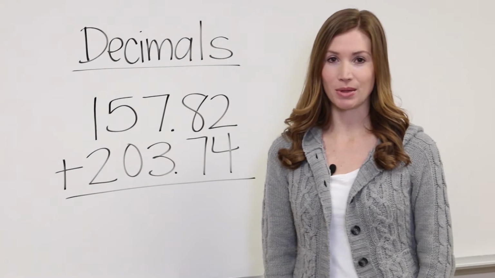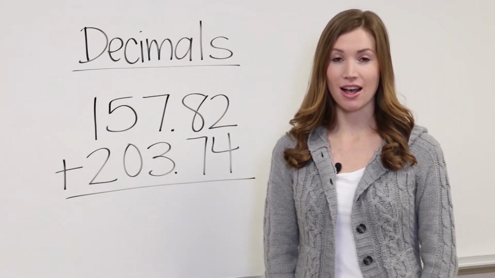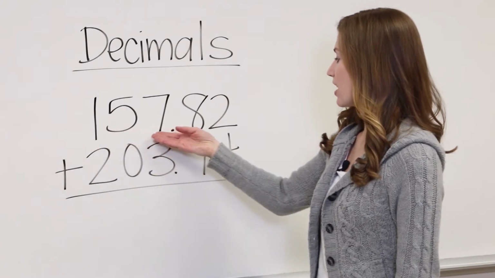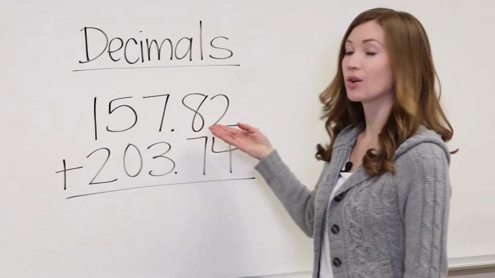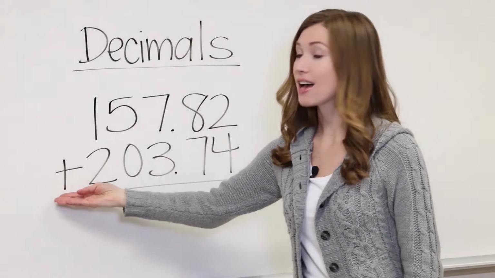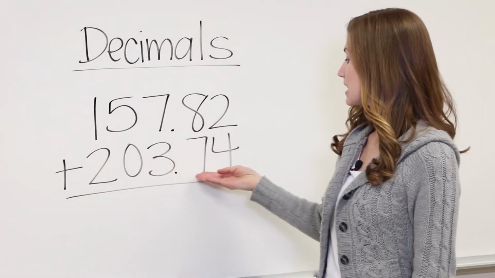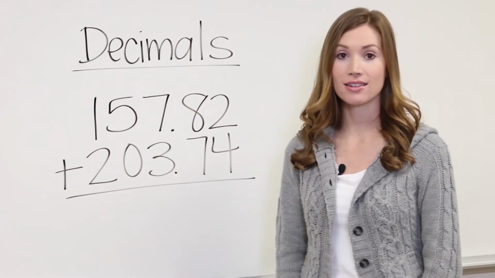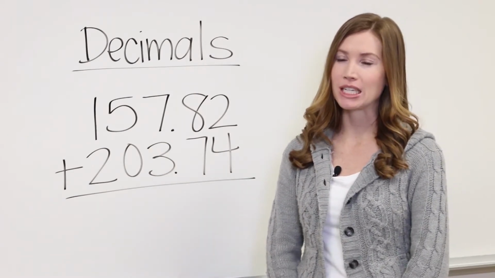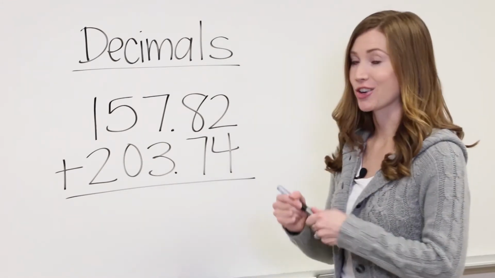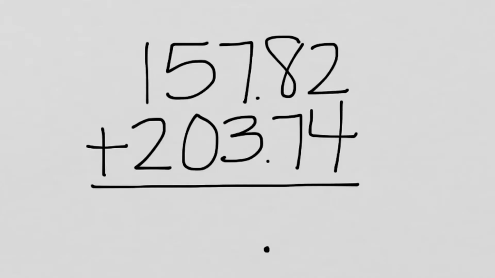Let's look at another problem. Try to read the problem to yourself as I read it aloud. 157 and 82 hundredths plus 203 and 74 hundredths. Now, what's the first step we need to do? If you said bring down the decimal point, you're correct. We don't want to forget about that guy.